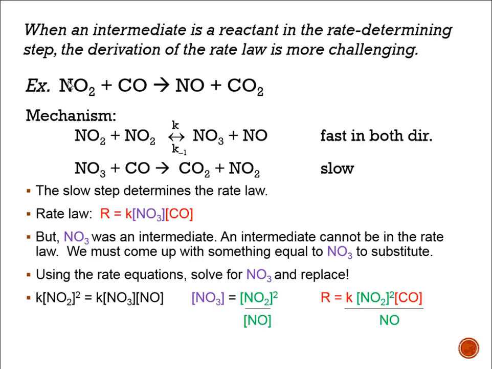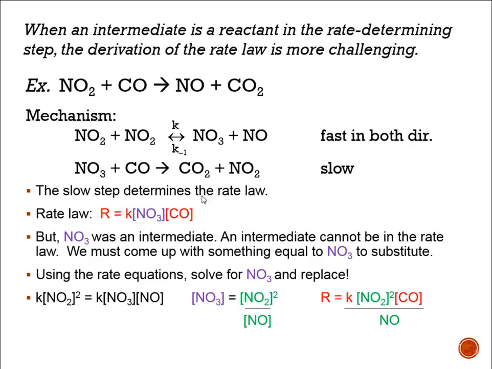The reason is, if you look at our desired reaction here, our slow step contains nitrogen trioxide and carbon monoxide. Carbon monoxide is part of our original reaction, but nitrogen trioxide is not. It's going to be considered an intermediate because it's not present in the overall reaction. So our rate law can't contain nitrate as it does here in purple.